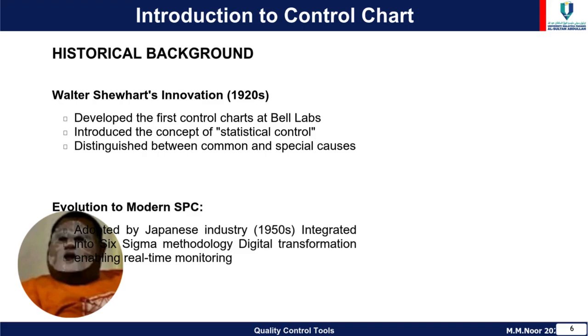Moving on to the historical background: Walter Shewhart's innovation, where he developed these charts at Bell Labs, introduced the concept of statistical control and distinguished between common and special causes. Evolution to modern SPC: adapted by Japanese industry in the 1950s, integrated into Six Sigma methodology, and digital transformation into real-time monitoring.